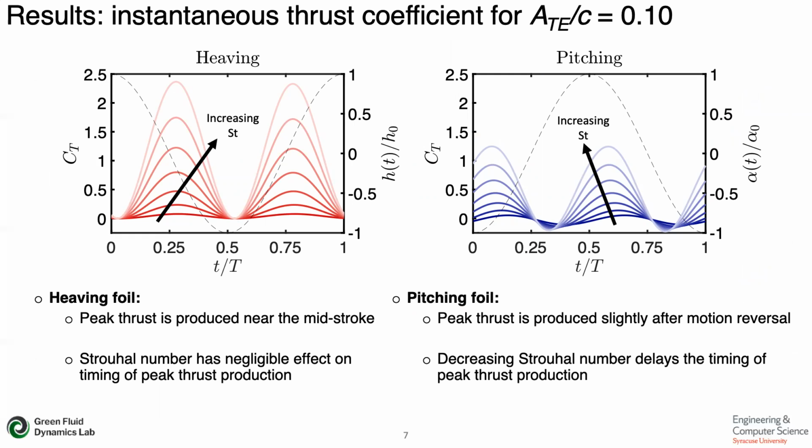Here I'm showing the instantaneous thrust coefficient for the heaving and pitching foils at a trailing edge amplitude of 0.1 for several Strouhal number values, as well as the motion profile. We can see that for the heaving foil, maximum thrust is produced near the mid-stroke, whereas the pitching foil produces maximum thrust slightly after motion reversal. Furthermore, we can see that the Strouhal number has a negligible effect on the timing of peak thrust production for the heaving foil, whereas decreasing the Strouhal number for the pitching foil seems to delay the timing of peak thrust production.